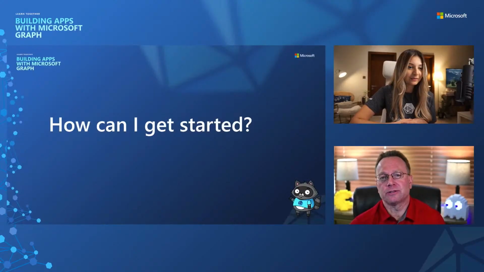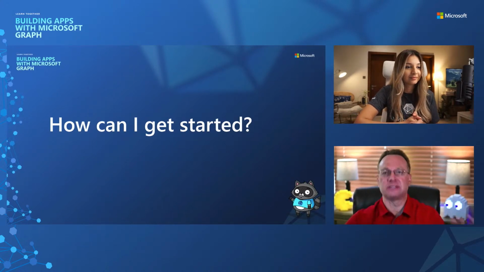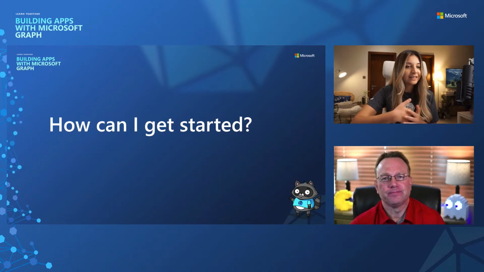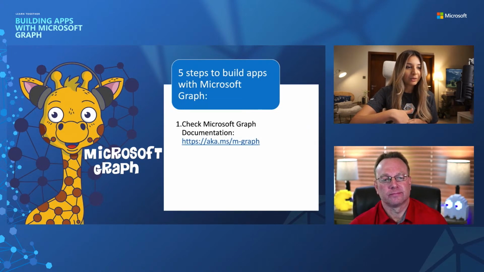Well, that all looks great. So I think we've kind of addressed what it is and why we might want to use it. It sounds like we can tap into all this data and bring it into our apps. So how can we get started then? Yeah, so 5 quick steps I can share with you. The first one, check out the official documentation of Microsoft Graph. You will find a lot of useful information there.